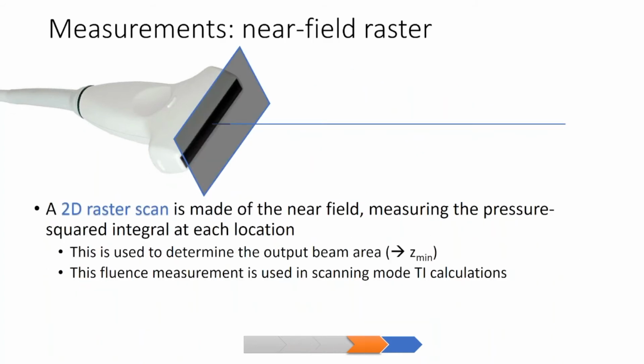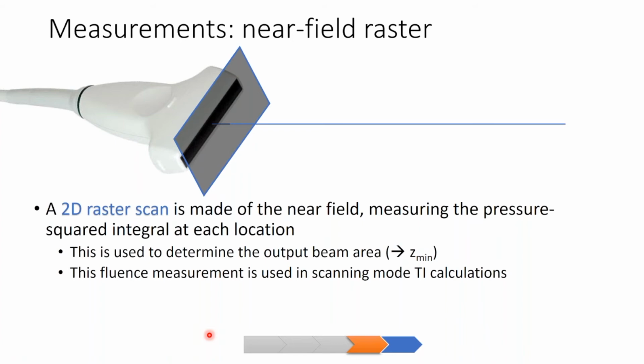Once we've established the acoustic axis measurements with sufficient care, we move on to a near-field raster. To do a near-field raster, a 2D scan is required. This is moving the hydrophone in an XY step-by-step motion across this rectangle I've shown shaded here. A 2D raster scan is made, measuring the pressure squared integral at each location.